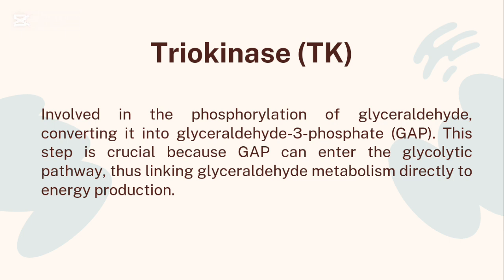The fourth key enzyme of glycerol metabolism is thiokinase. It is involved in the phosphorylation of glyceraldehyde, converting it into glyceraldehyde 3-phosphate. This step is crucial because the GAP can enter the glycolytic pathway, thus linking glyceraldehyde metabolism directly to energy production. It exhibits a high activity level in the liver tissues, particularly under caloric restriction or during fasting states when glycerol availability is increased.